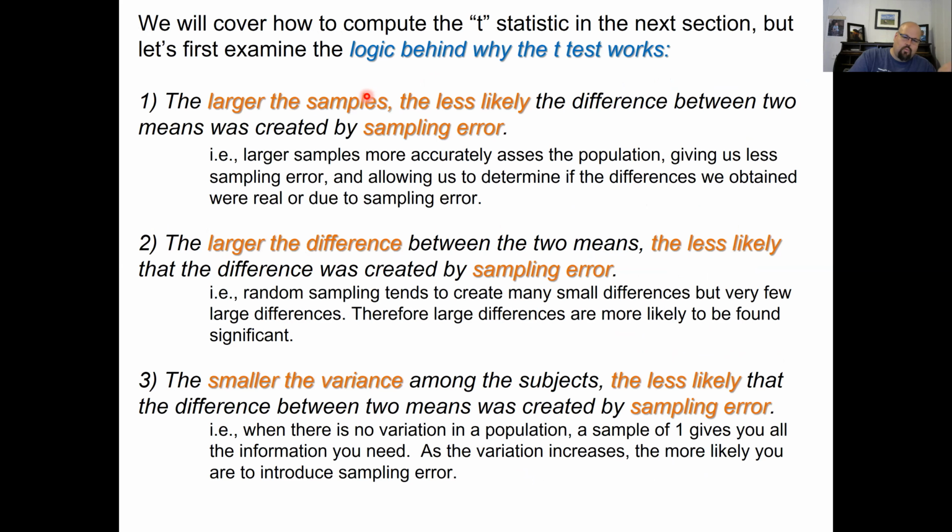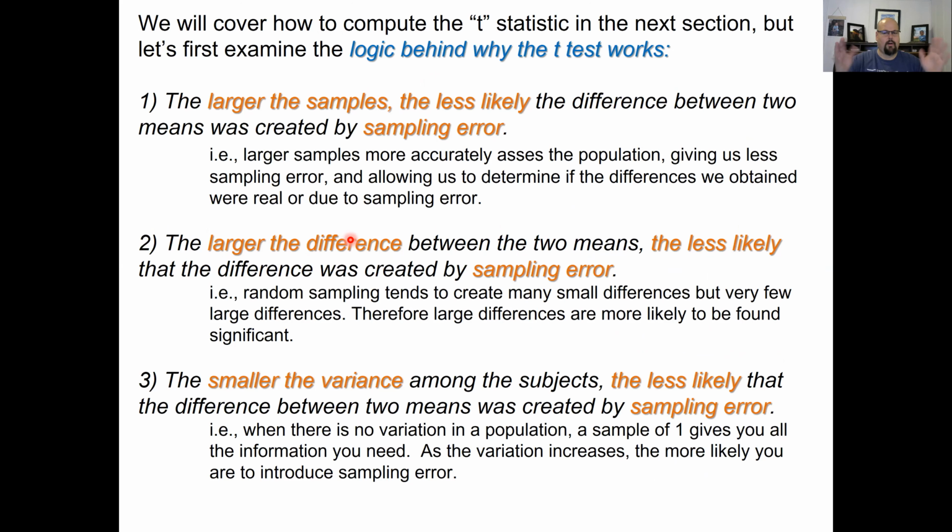Why does the t-test work if we're just looking at samples? Well, the larger the samples, the less likely the difference between the two means was created by sampling error. If we have a large sample in each group, the less likely it is that we're basing things on error. The larger the difference between the two means, the less likely the difference is created by sampling error. So if you have two means that are really close, it might be sampling error. If they're really far apart, it's less likely.